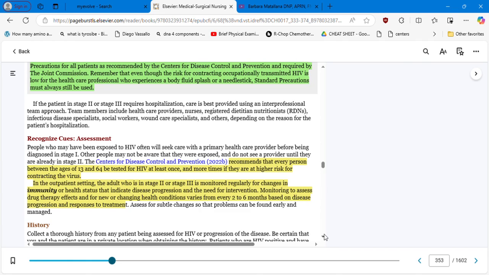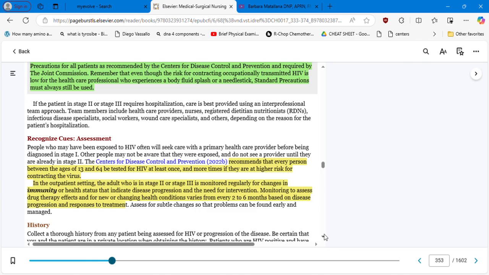So we recommend that every person between the ages of 13 and 64 be tested for HIV at least once, and more times if they are at high risk for contracting the virus. So if they have been exposed, or they believe there is any risk for contracting the virus, more than once between 13 and 64.